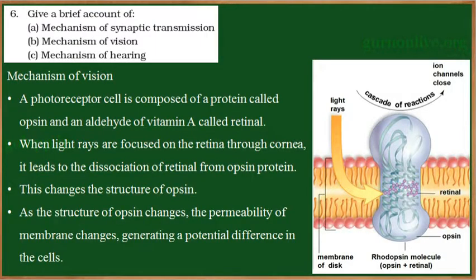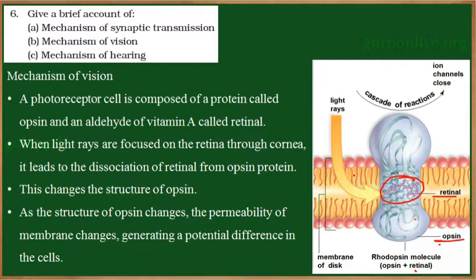Now, let us understand the mechanism of vision. The photoreceptor cell is composed of a protein called opsin. Along with this protein, there is the aldehyde of vitamin A, which is also called retinol. So, retinol and opsin are always present together in the photoreceptor cells. This is rhodopsin: opsin and the retinol.